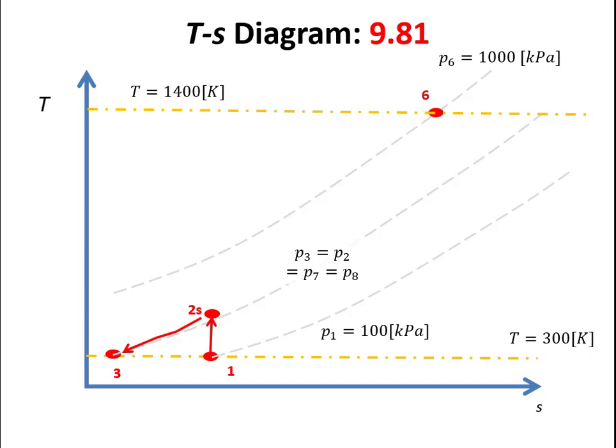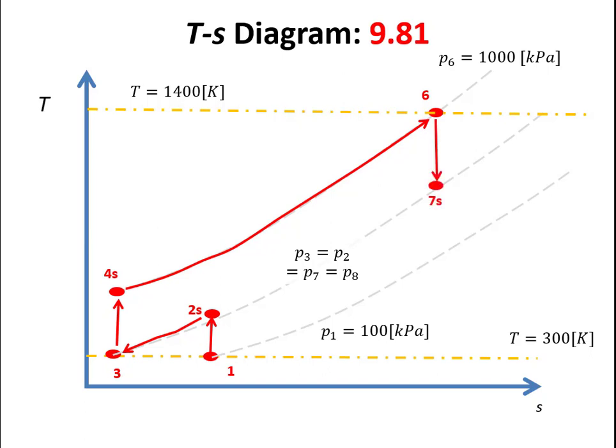So I can connect state 3 to state 6 by going through an ideal compressor and then all the way up on that constant pressure line to 6. You'll notice we don't have state 5 yet because I don't know where to put that point, because I'm not sure where my regenerator is going to be yet.